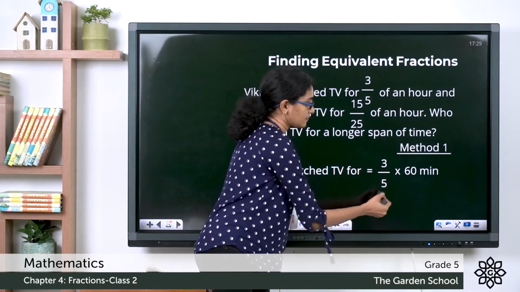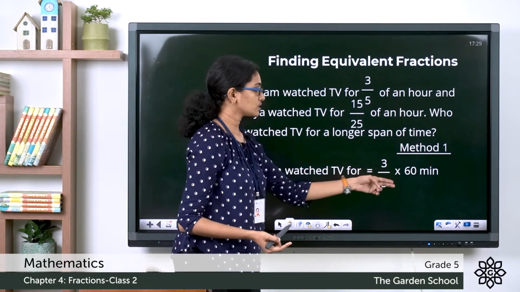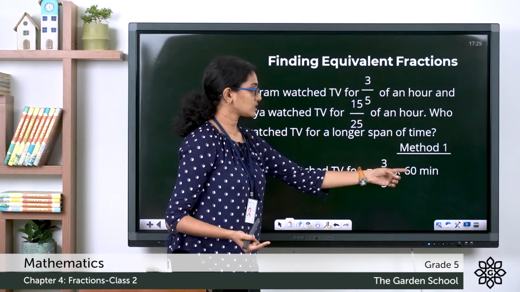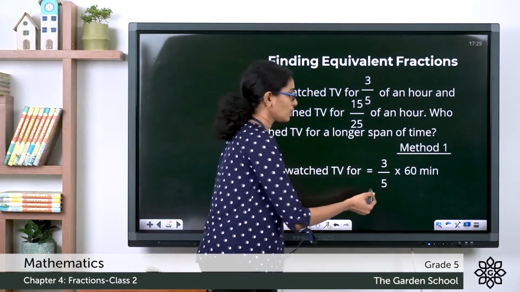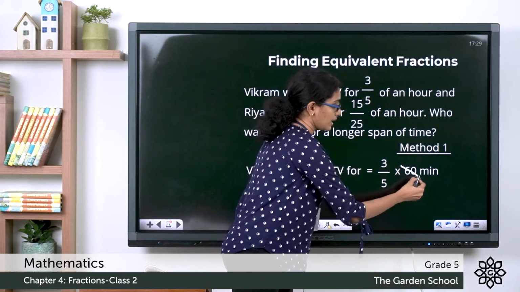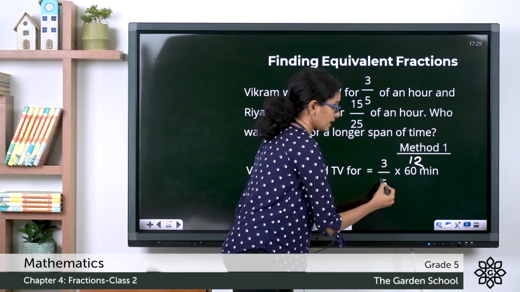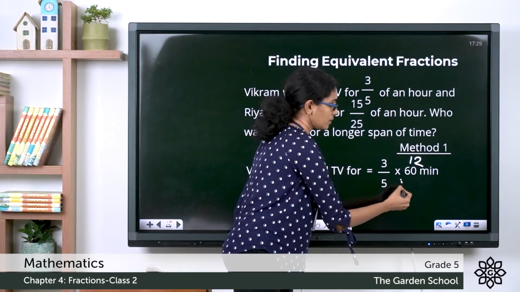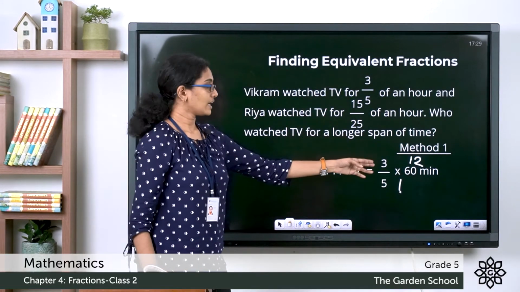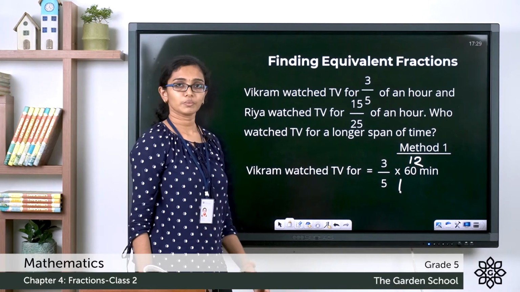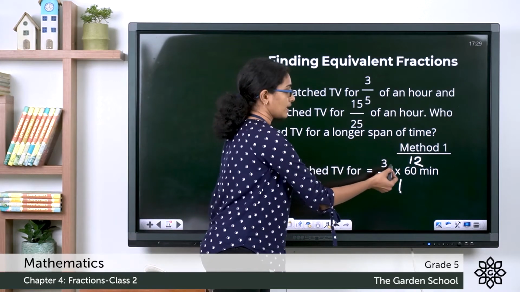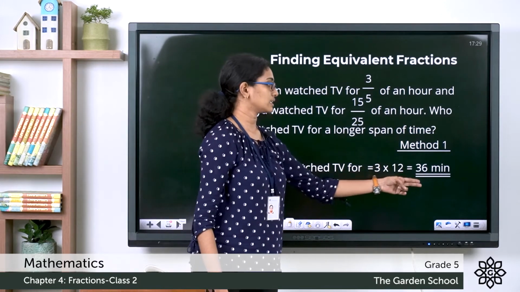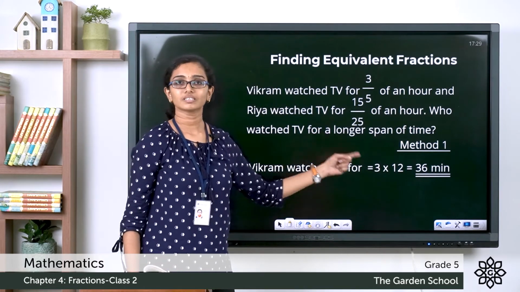See, this 60 and this 5, can we use the same number to divide both these numbers? Yes, this 60 is a multiple of 5, right? So I'm dividing this 60 by 5 to give 12, and this 5 also by 5 to give 1. So I've divided both the numerator and denominator by the same number. So here we have 3 into 12. What is 3 into 12? It gives 36. So Vikram watched TV for 36 minutes.